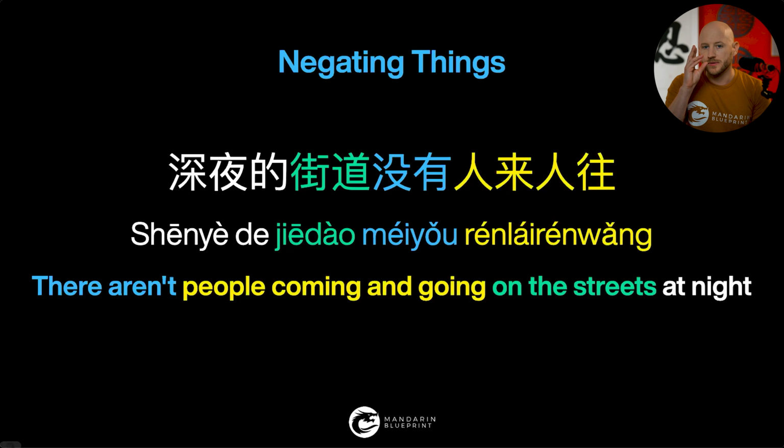没有 is not action is not happening. What action? 人来人往. People coming and going. That's what 人来人往 means. And so that's an example of where you would say this means isn't happening. Negate the idea that this is happening.